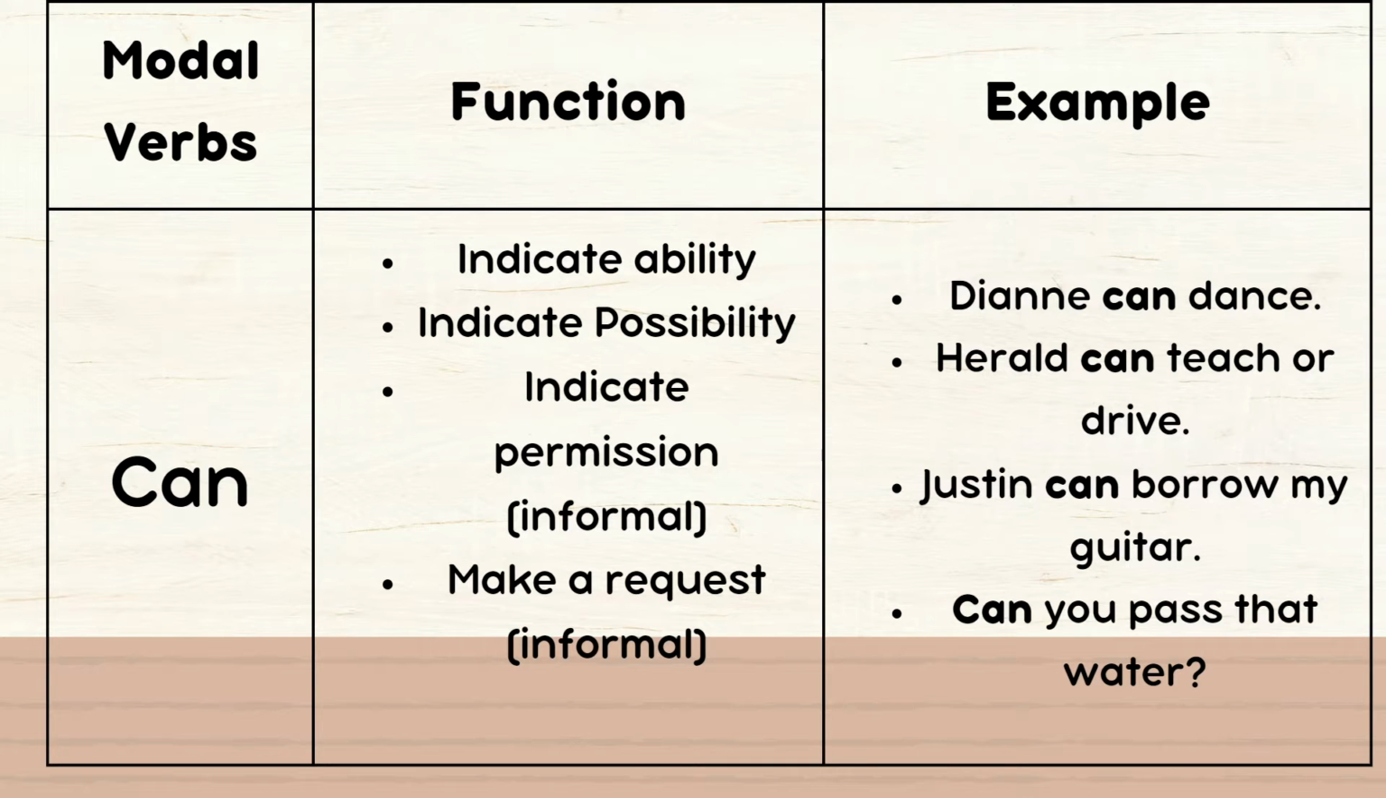Indicate a possibility. Harold can teach or drive. It indicates that Harold has a possibility to teach or drive. Indicate permission. Justin can borrow my guitar. So it refers to Justin having permission to borrow his guitar. Next, make a formal request. Can you pass that water?